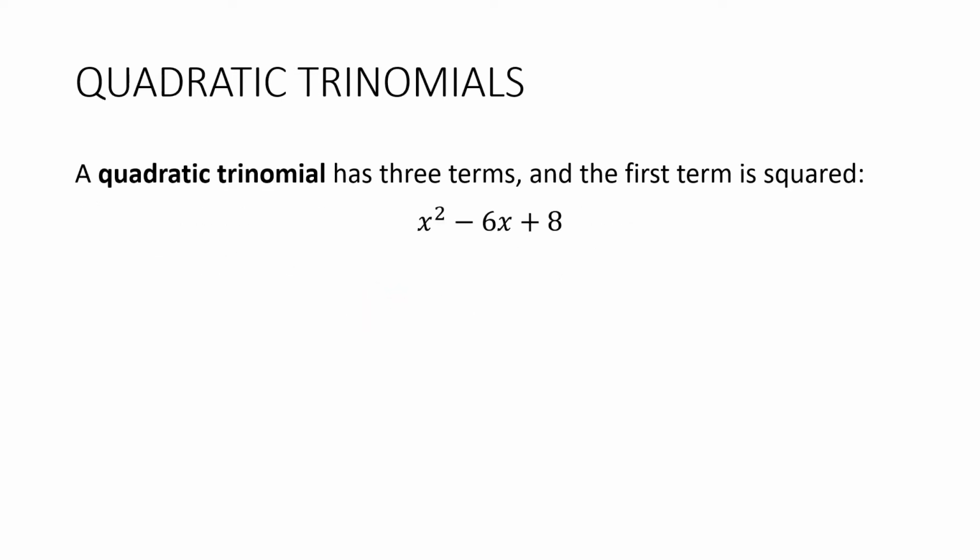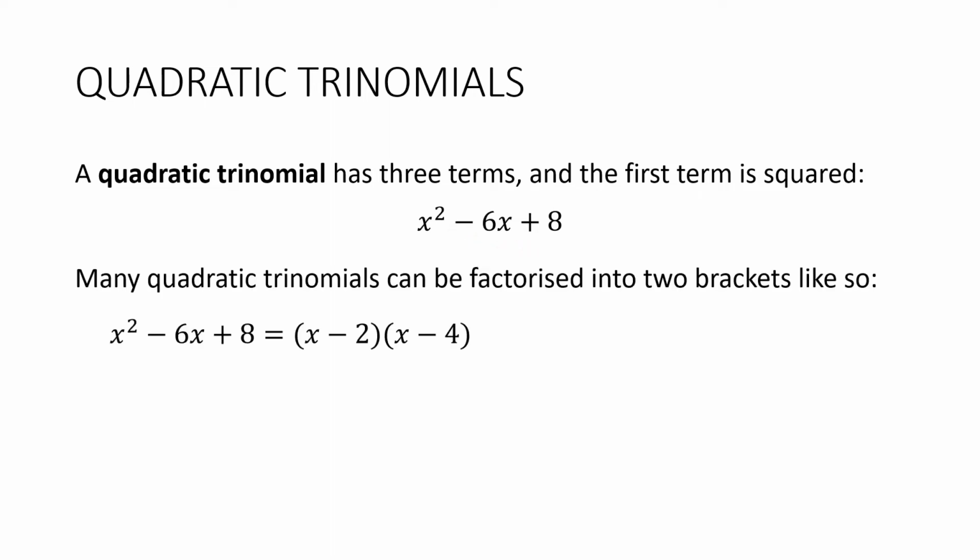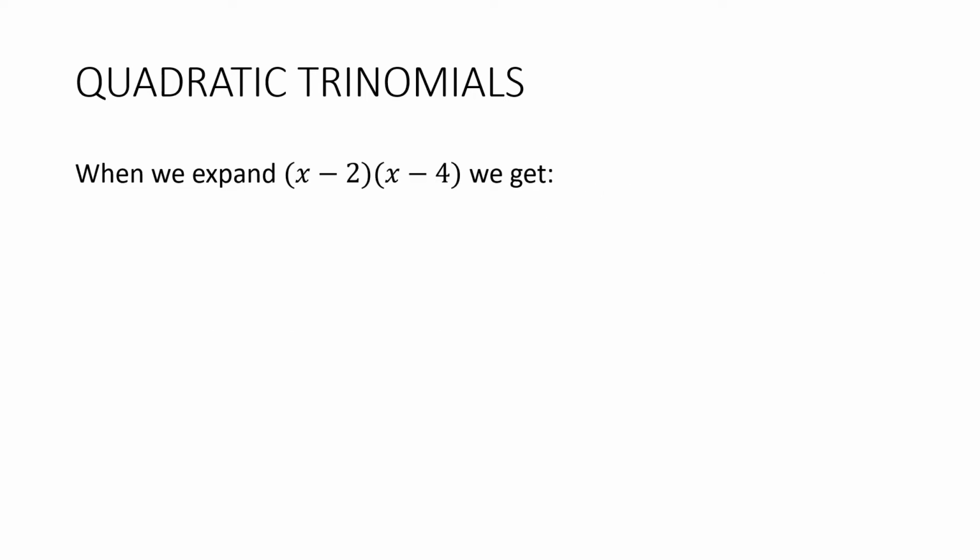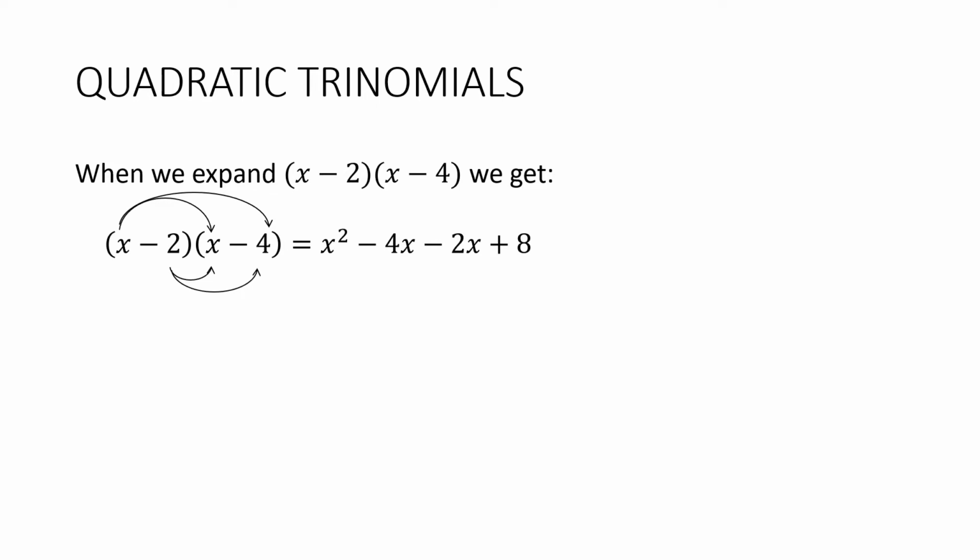So a quadratic trinomial has 3 terms, and the first term is squared. So it'll be like x squared take away 6x plus 8. And many quadratic trinomials can be factorised into 2 brackets, like this. So instead of x squared take away 6x plus 8, we can write x minus 2 in brackets multiplied by x minus 4 in brackets. Now when we expand x minus 2, x minus 4, we get x squared take 4x take 2x plus 8, which is x squared take away 6x plus 8.